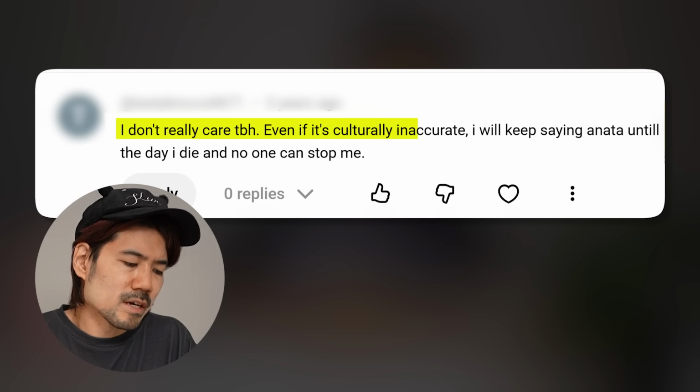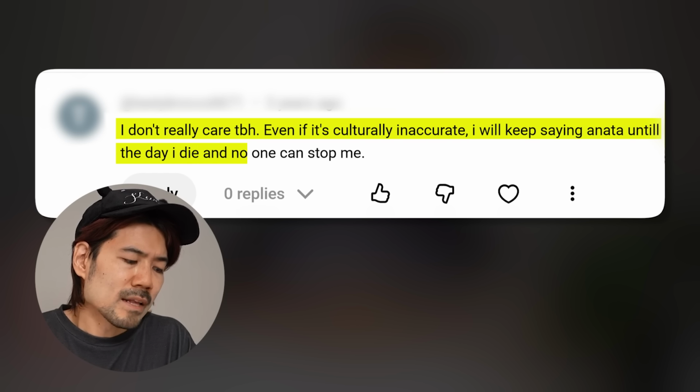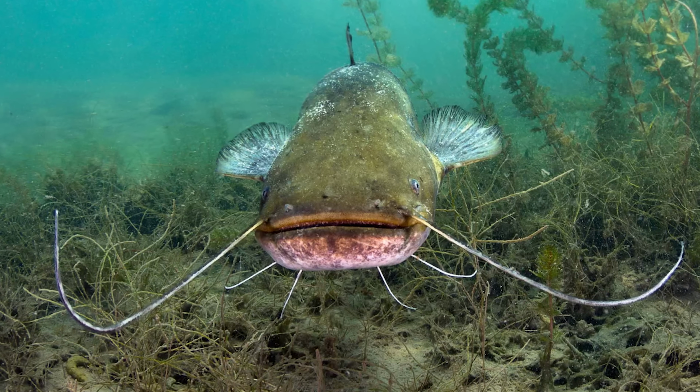Even if it's culturally inaccurate, I will keep saying anata until the day I die and no one can stop me. Of course, you can always say, well, my Japanese is already good enough, so I want to stop learning and go ahead and find out if my Bumble date is a catfish. And that's valid. If it works for you, it works for you. And thank you for watching this video even though you're not going to use this information. But what's good enough for you might not be good enough for other people.